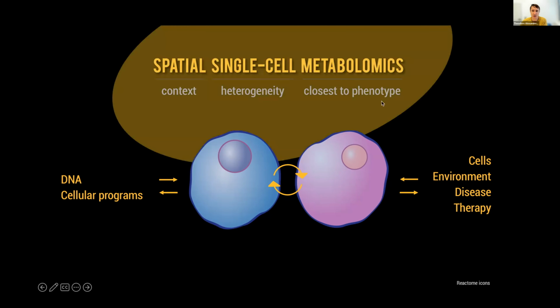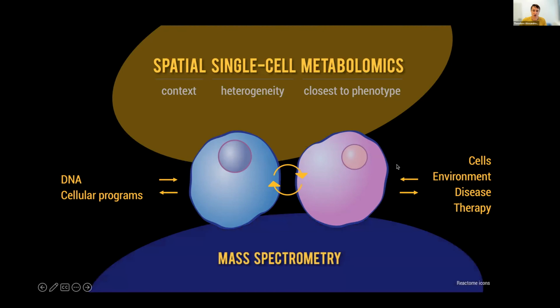So we do it, in particular over the past years, by developing methods. We are mainly a technology and method developers team, with methods for spatial and single cell metabolomics to provide readouts in the native context, to resolve heterogeneity, and provide these readouts which are closest to the phenotype: these metabolic profiles, small molecules, lipids, and other metabolites. So how would we do it? We use mass spectrometry for detection.